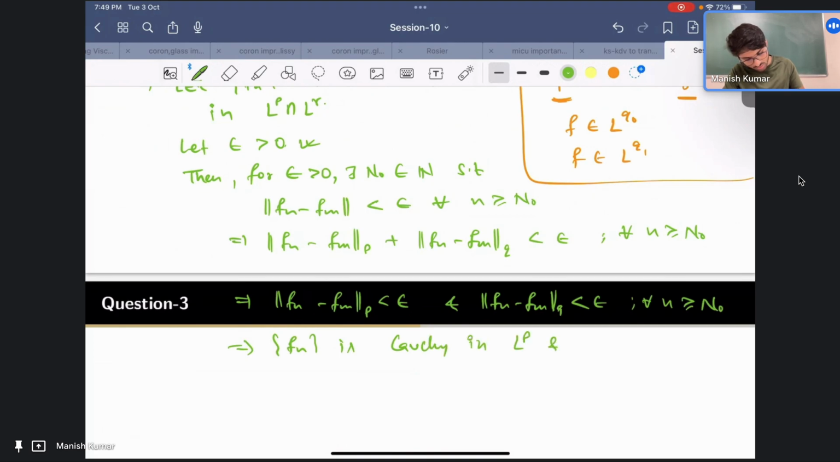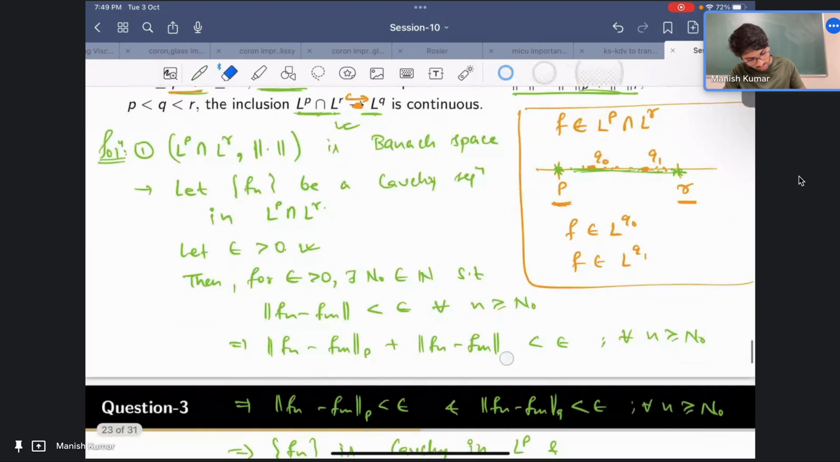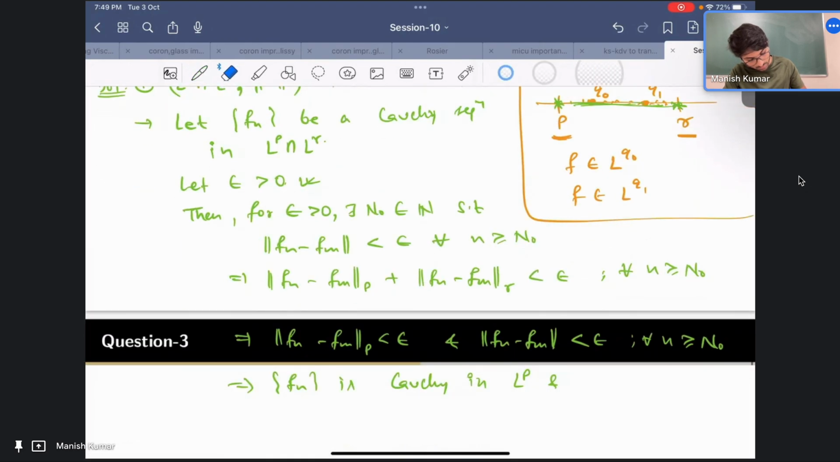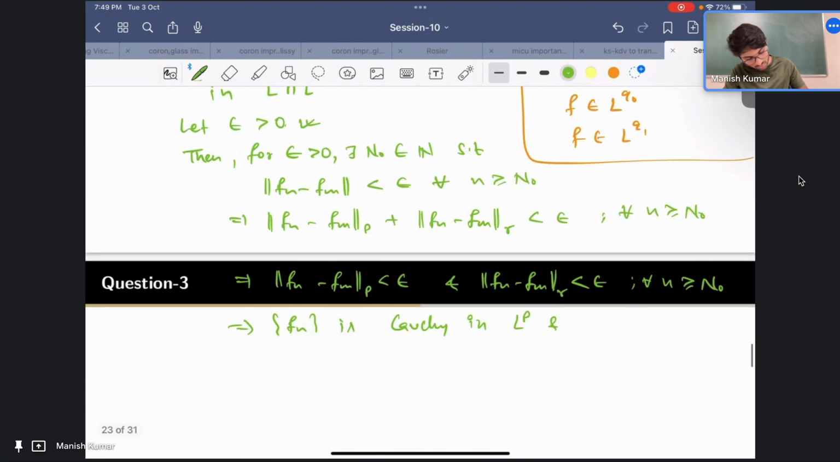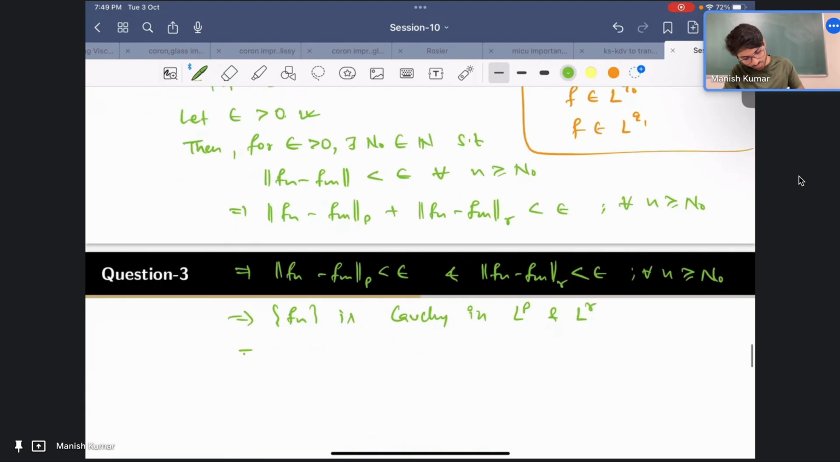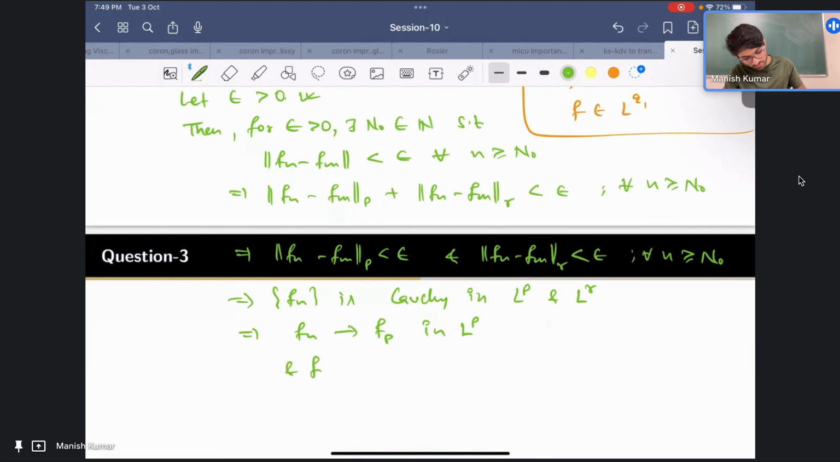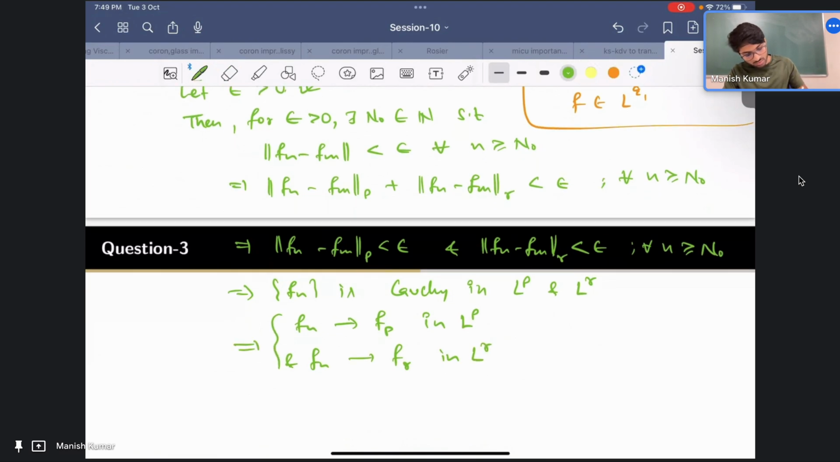and, is it q or r? R. So in L^p and L^r, right? Since L^p and L^r are Banach spaces, f_n converges to, let's say, f_p, some function in L^p, so f_n converges to f_p in L^p, and f_n converges to f_r in L^r, since L^p and L^r are Banach spaces.